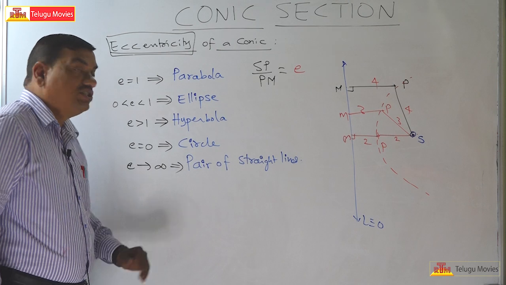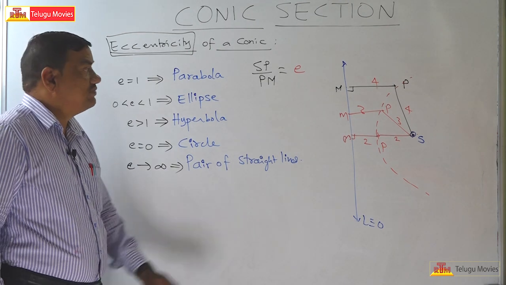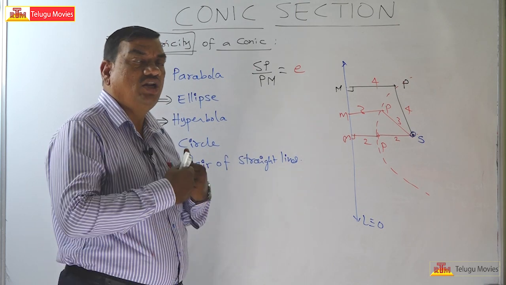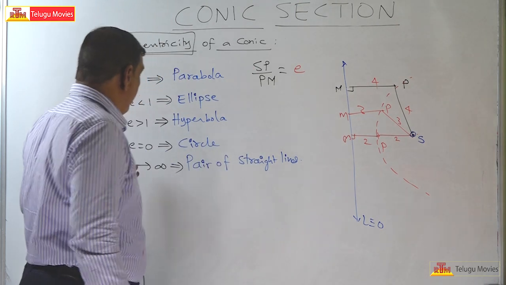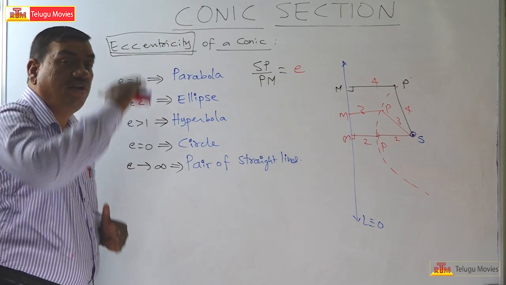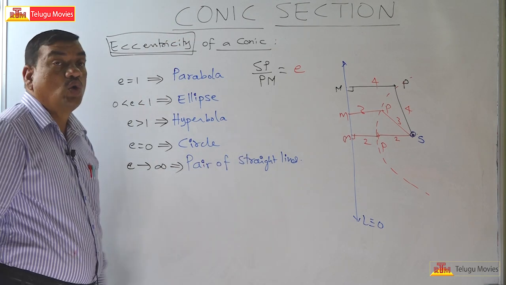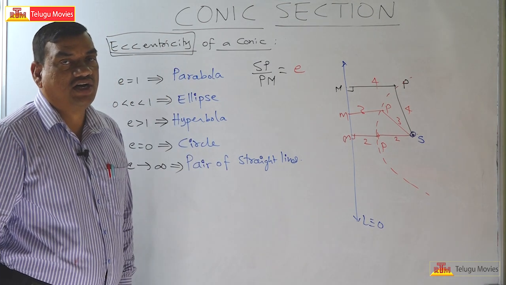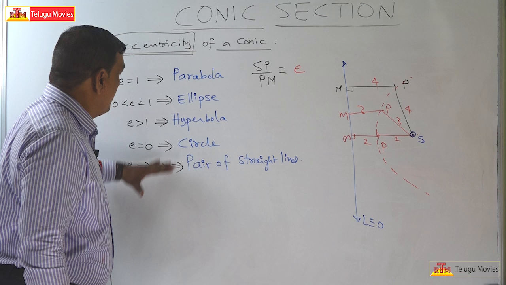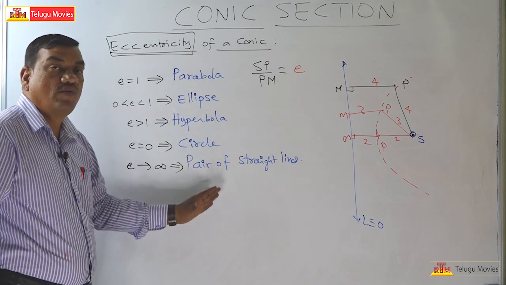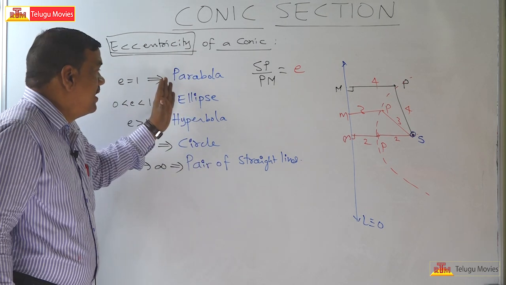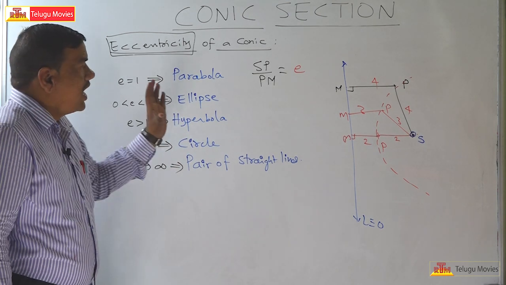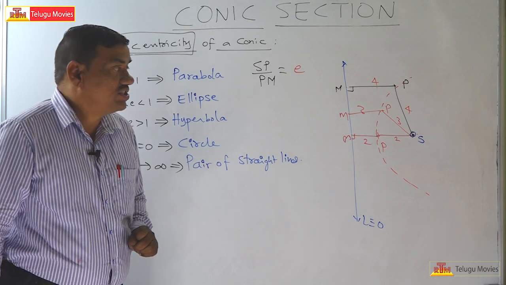If the E value tends to infinity, that means what? SP value is going on increasing. Therefore, your eccentricity also tends to infinity. Then the conic section is called a pair of straight lines. Understand this? So, depending upon your E value, the shapes are named parabola, ellipse, hyperbola, circle, pair of straight lines. Okay? I hope that you understand this concept.